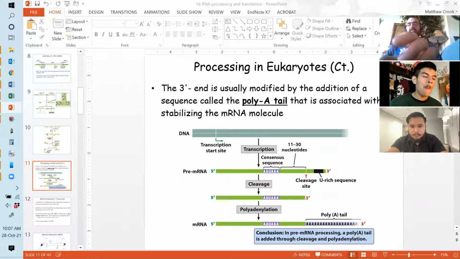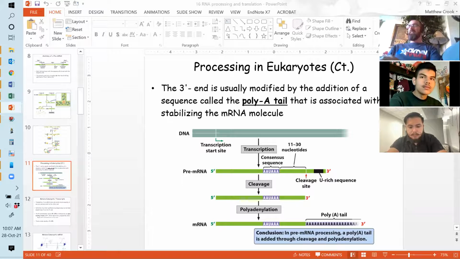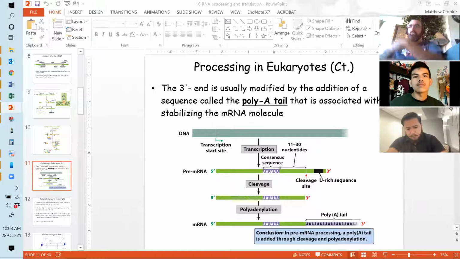So poly A binding proteins bind to the poly A tail, and in doing so, protect it from RNases, right? So they don't change the RNA itself, like the 5' cap does. They just glom onto it and hide it from RNases.